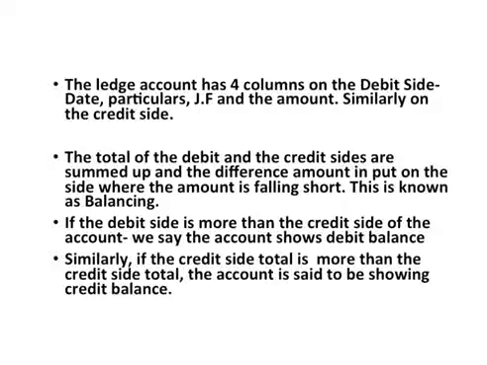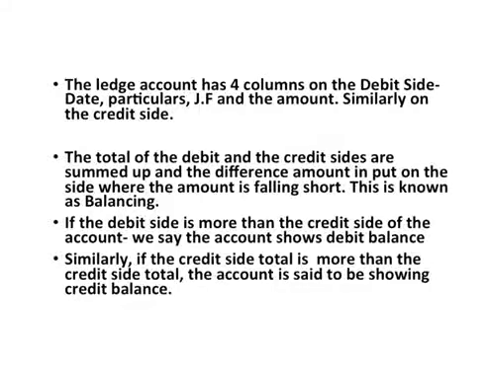Now, the ledger account has 4 columns. The T form ledger account has 4 columns on the debit side and similarly on the credit side. What are there in the 4 columns? The first column is for writing the date, the second column is for writing the details or particulars, the third column is journal folio, and the fourth column is for the amount. The journal folio is the page number where this particular transaction is recorded in the journal.